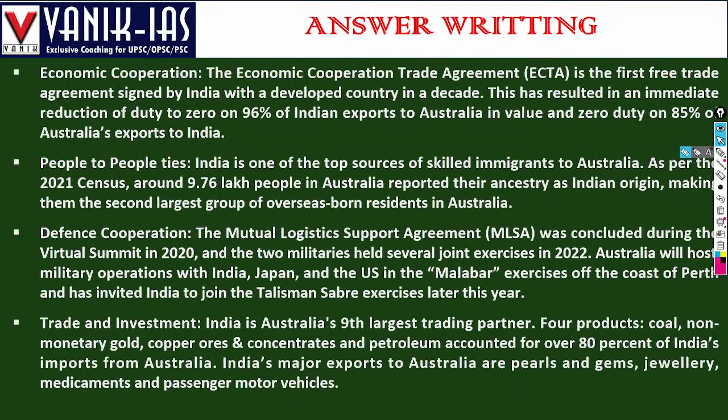Economic cooperation. The Economic Cooperation and Trade Agreement is the first free trade agreement signed by India with a developed country, and that was Australia. Fine.